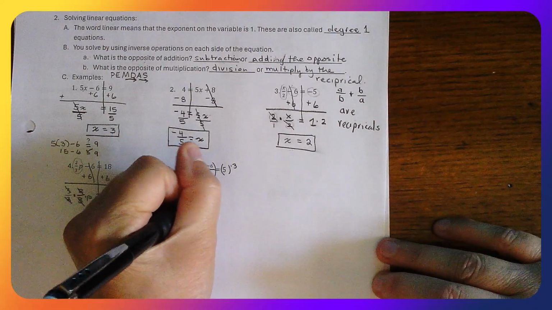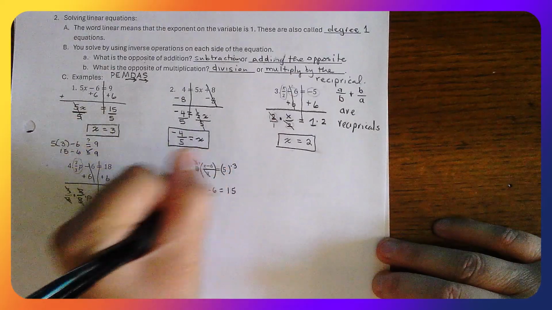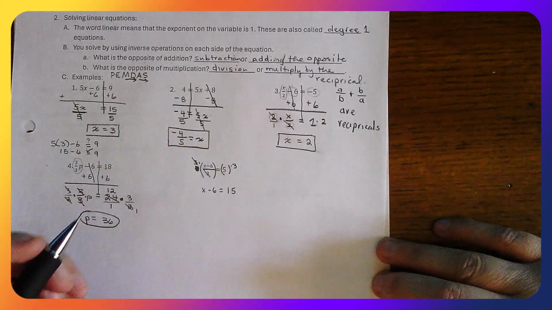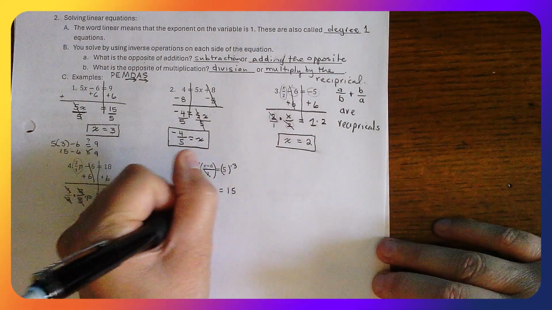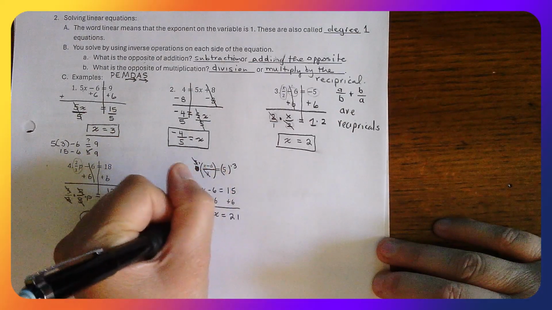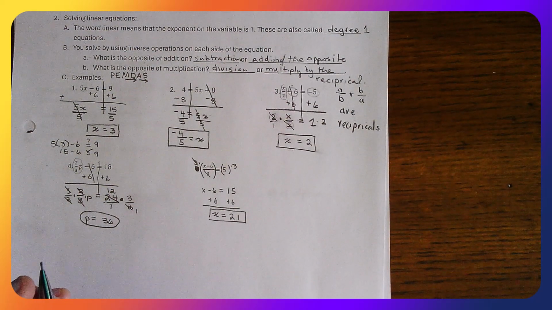And that leaves you with x minus 6. And then 3 times 5 is 15. So we create an equivalent equation. So whatever you do on one side, do on the other. You create an equivalent equation. All right, so now we would just add 6, and you get x is 21.